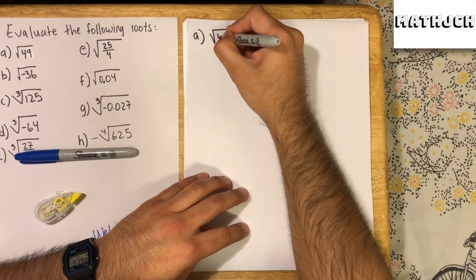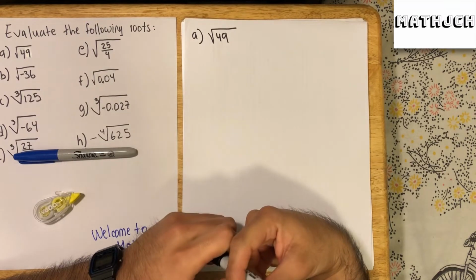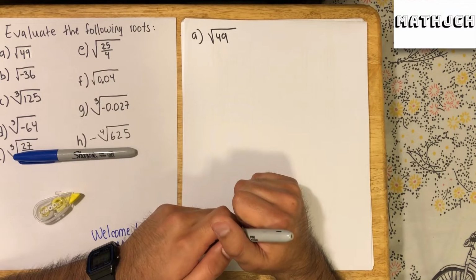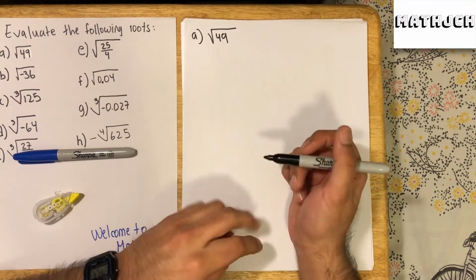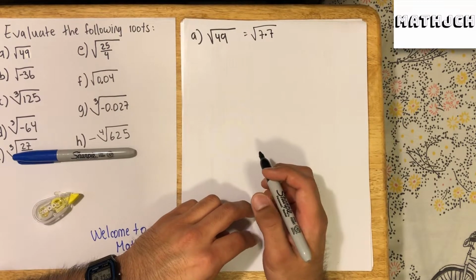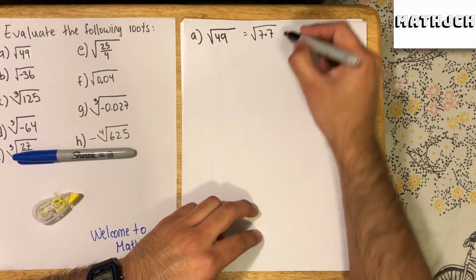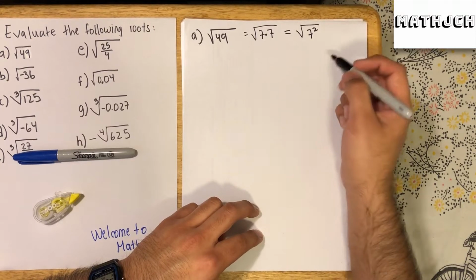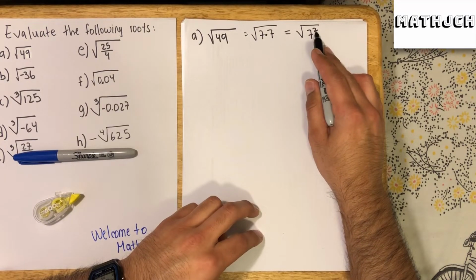So let's start with a square root of 49. How do we simplify or evaluate this root? Well, it is very important for you to practice the multiplication table. As you might know, 49, we could rewrite it as 7 times 7. Now, if you multiply the same number twice by itself, we could also rewrite it as 7 to the power of 2, which means the same thing.